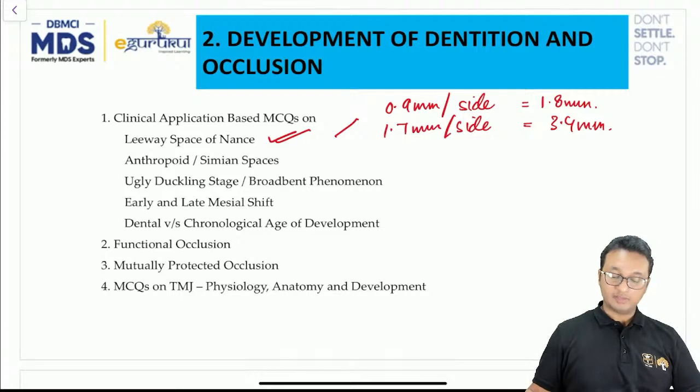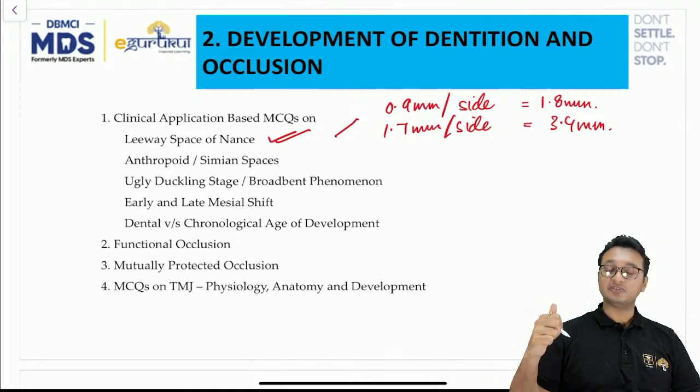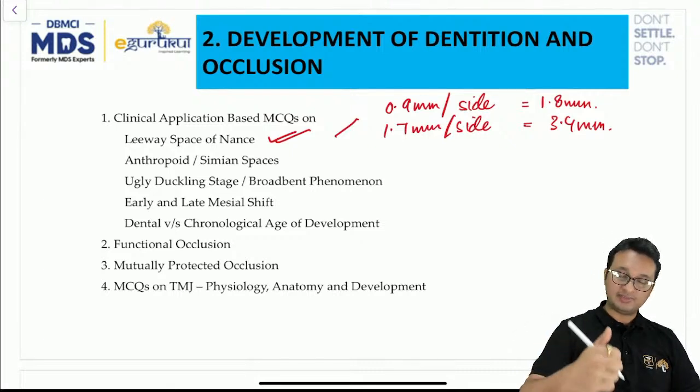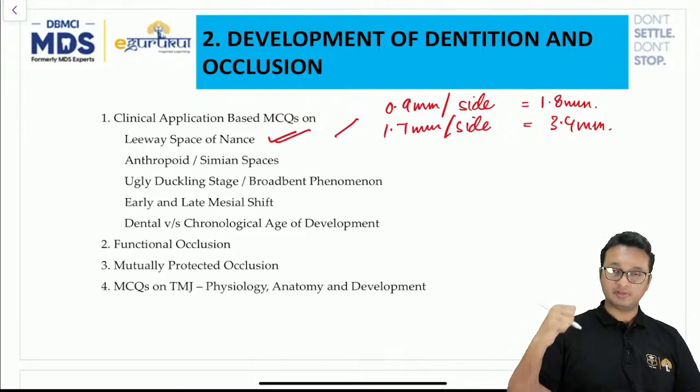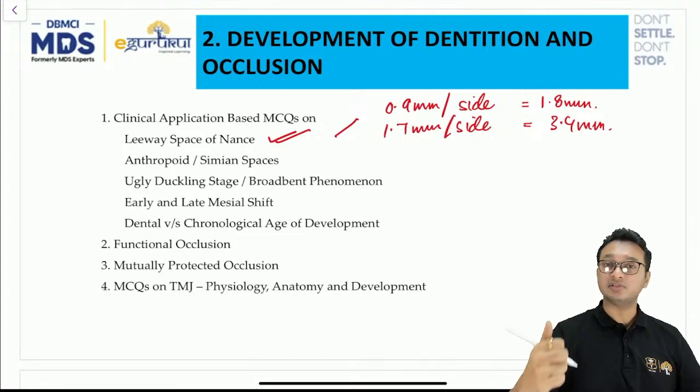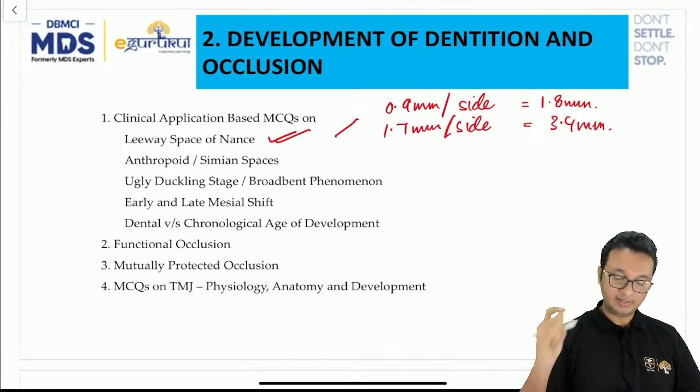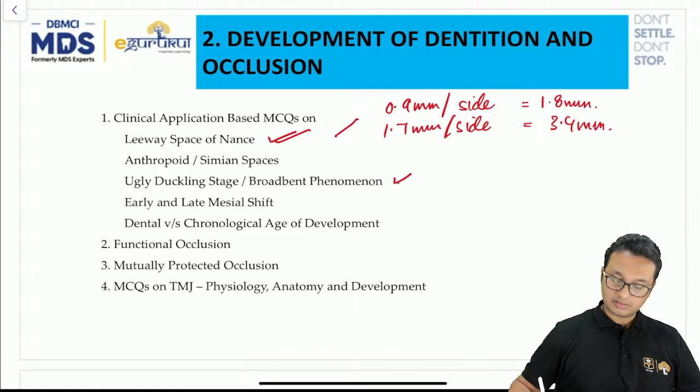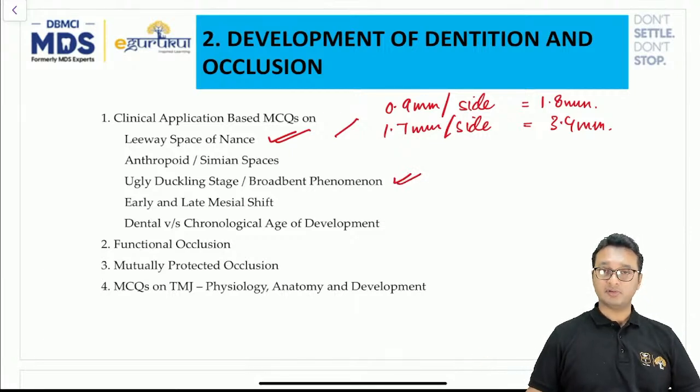Okay. Then anthropoid spaces. For the upper teeth, it is present where? Just mesial to the canine. Whereas for the lower teeth, it is present just distal to the primary canine. Remember that. Ugly duckling stage, also called Broadbent phenomenon, also called median physiologic diastema or physiological median diastema.